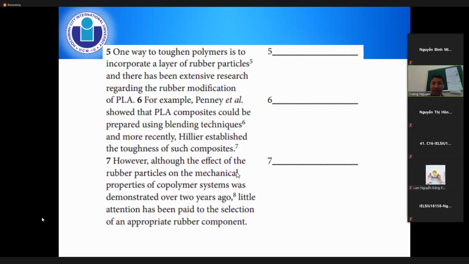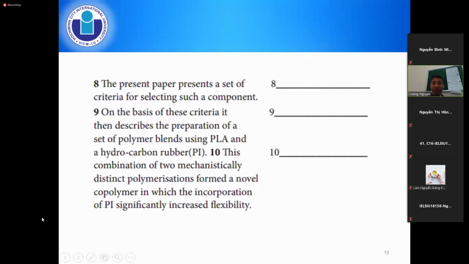Now look at number 8 now. Number 8. What is the role of number 8?